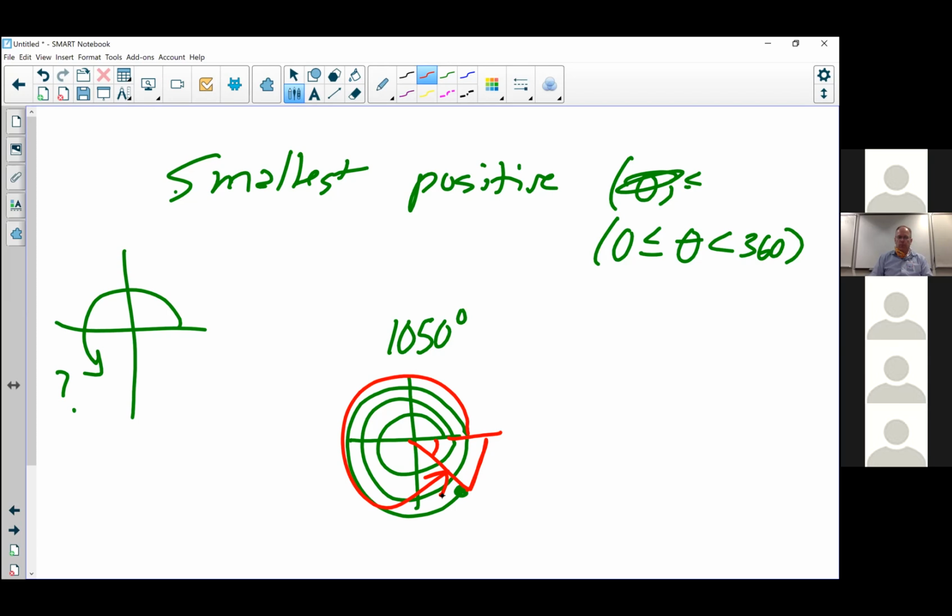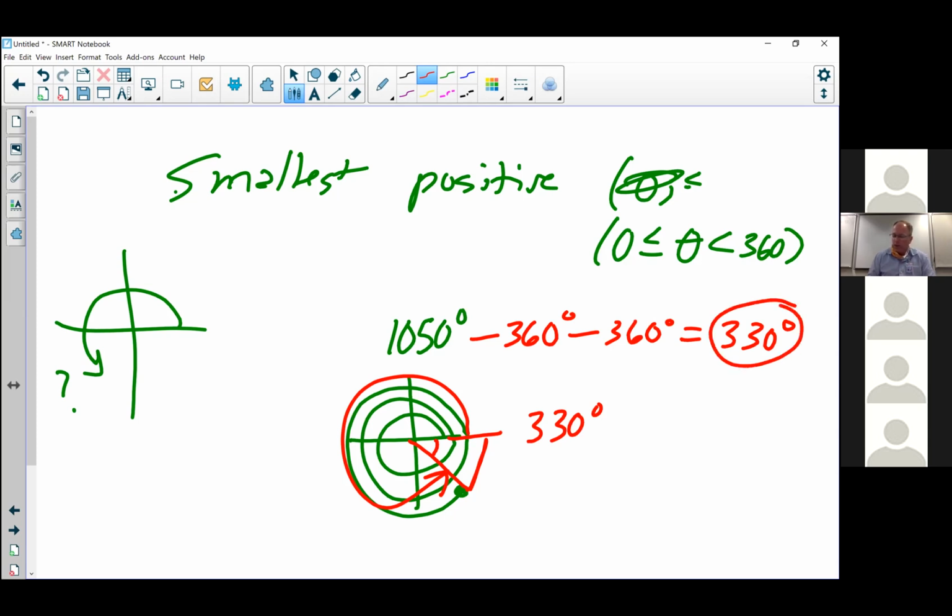What do you think? 330. Yeah. How did you get that? You're absolutely right. That's the correct answer. I just estimated. I drew that well. So you're going to subtract 360, and that's still going to be a number that's larger than 360. So you subtract 360 a second time because it keeps going around the circle, and then you are left with 330 degrees. So that is the smallest positive coterminal angle. The coterminal angle starts here and goes around the circle and where it would end.